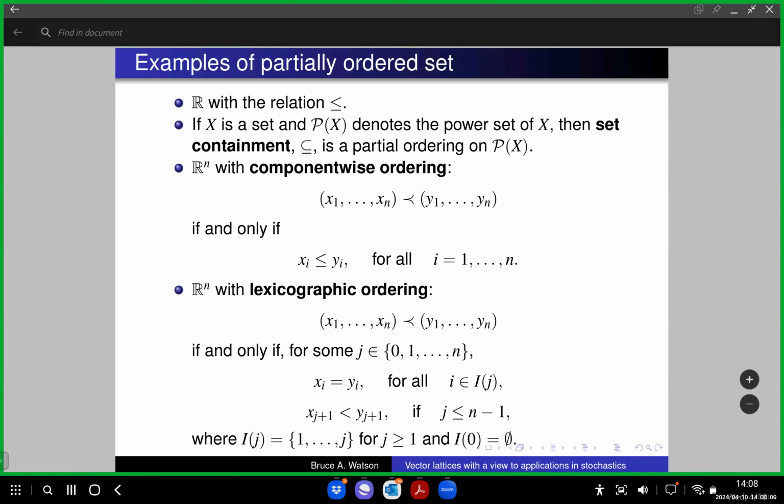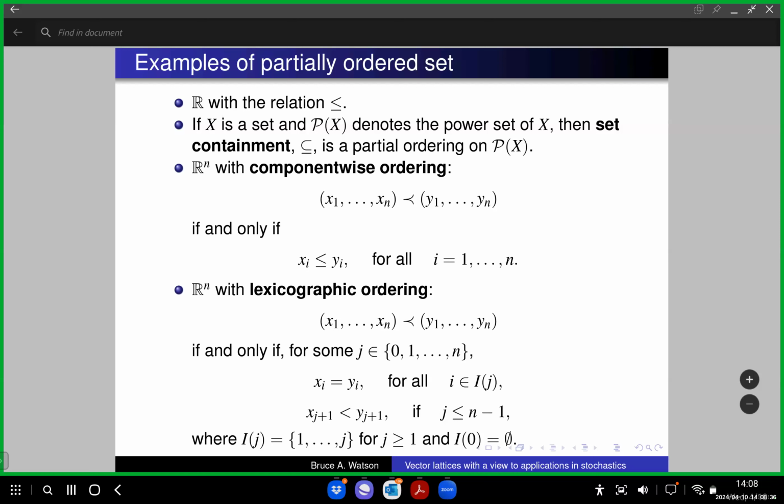Another useful example of a partial ordering is Rn with component-wise ordering. We say that the vector X is below the vector Y if each coordinate xi of X is less than or equal to the coordinate yi of Y, so xi is less than or equal to yi for each i going from 1 to n. And that gives us a partial ordering on Rn.